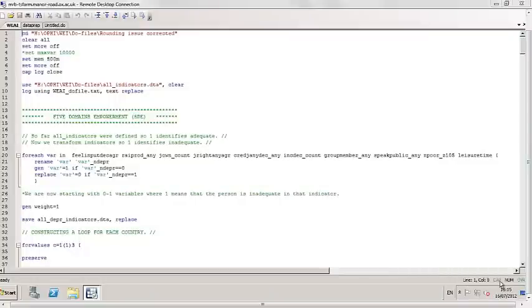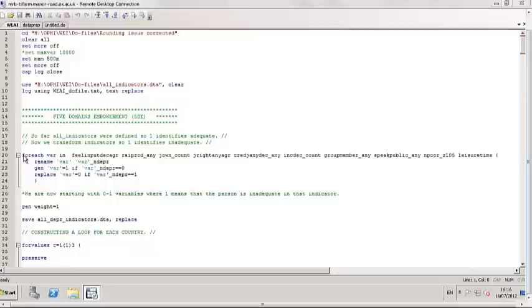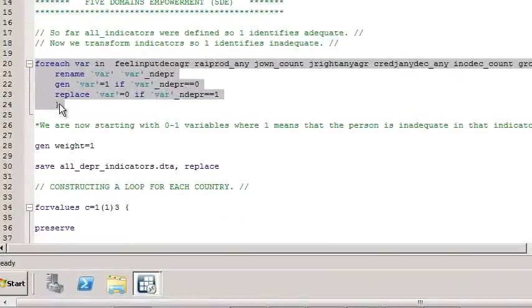Now we will go through the WEAI do file. The first part of the do file WEAI is dedicated to the construction of the Index 5 Domains of Empowerment, the 5DE. Although our final goal is a measure of empowerment, we begin by focusing on disempowerment and computing 1 minus 5DE. The first thing we do is to transform all our indicators of adequacy into inadequacy ones. So now our inadequacy indicators will be 1 if the individual is considered inadequate in that specific indicator.